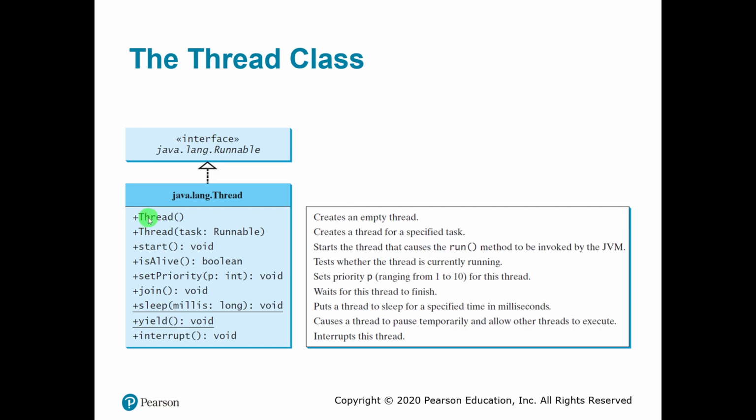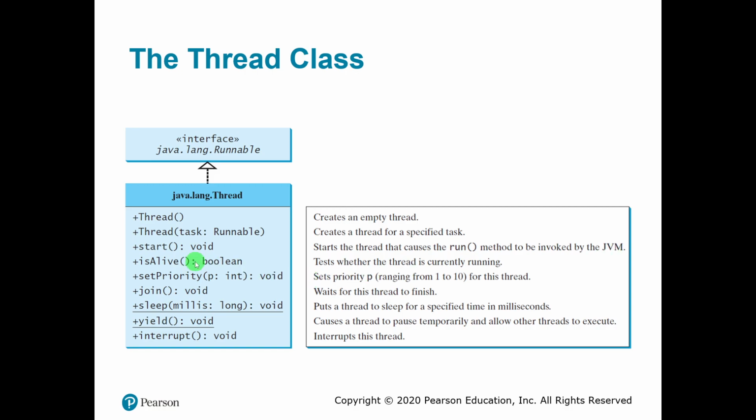So we have the thread constructor, which will create an empty thread. The one we've used so far is Thread where we pass it one of our tasks. And remember, it can be any task that implements Runnable. We can start a thread with that task in it. Thread.start, we've seen that already. That starts the thread and causes the run method to be invoked by the Java virtual machine.